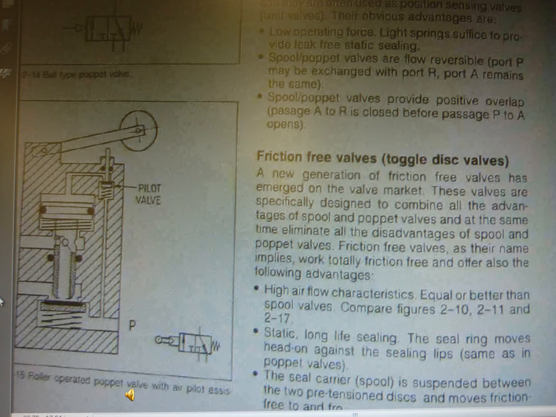A static long life ceiling, the ceiling rains the most hedge on against the ceiling lifts, and the carrier is suspended between the two retentions and the most friction free to act. So this is the friction free bar's characteristic.